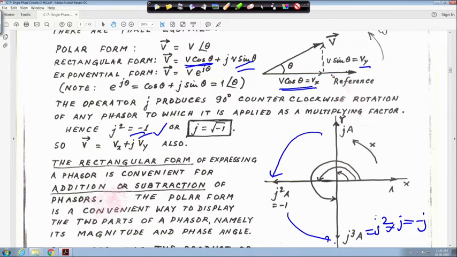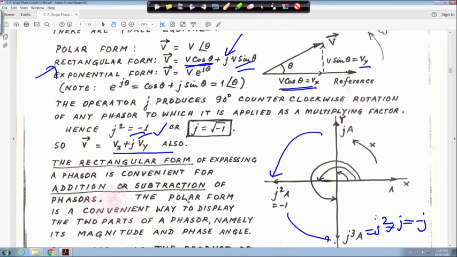So this will be V is equal to Vx plus jVy, also. So the rectangular form of expressing a phasor is convenient for addition or subtraction. When you make the rectangular form, this is the rectangular form, because for addition and subtraction it will be helpful.